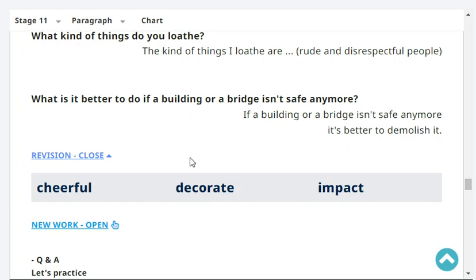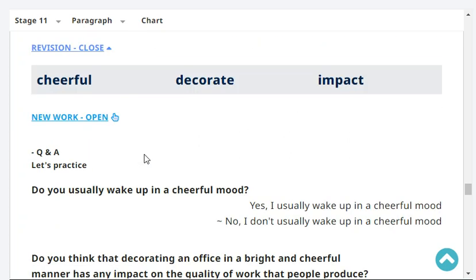Okay, do you usually wake up in a cheerful mood? Yes or no? No, I usually don't wake up in a cheerful mood. Very good.